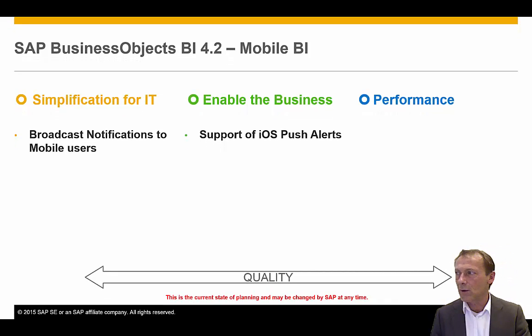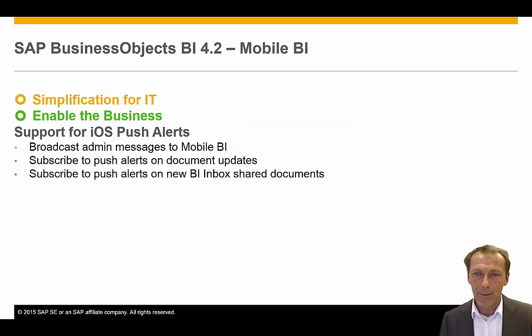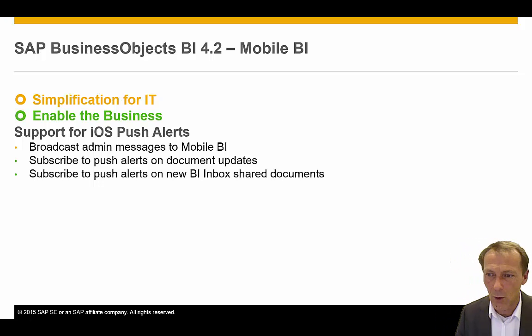So there's broadcast notifications right now for mobile users. There is support of iOS push alerts. So that is news that is now completely supported by the mobile BI environment. And if I focus a little bit on that, then you can broadcast administration messages to the mobile BI. Very important. You could do alerting, stuff like that, and send it to your users that are traveling or whatever using mobile devices.